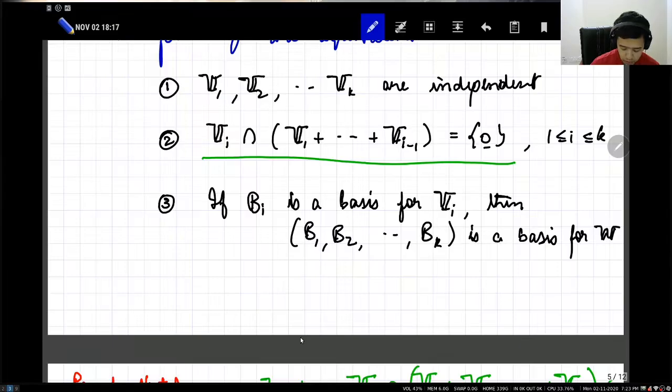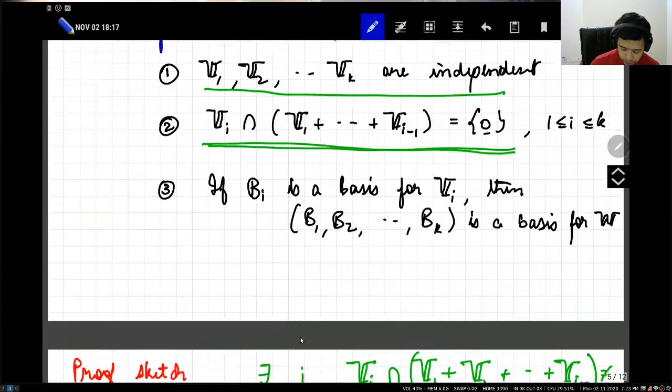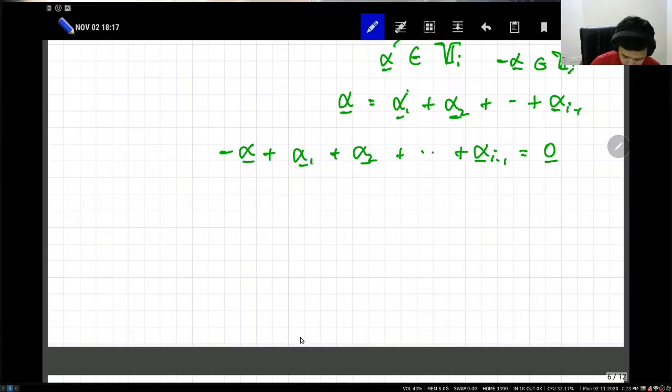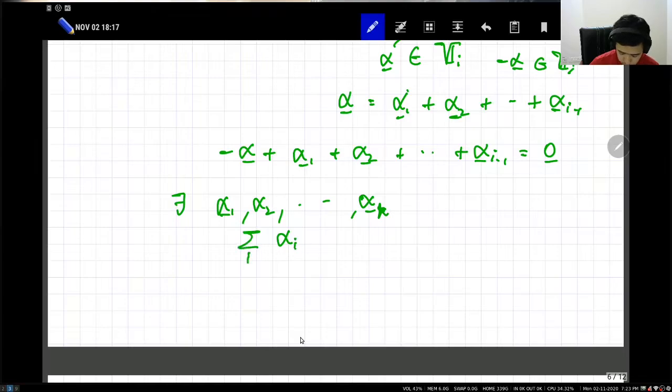So now let's prove the other way around. If V1 through Vk are not independent, then statement 2 cannot hold. Since these subspaces are not independent, there must exist some vectors alpha 1, alpha 2, and so on, alpha k, not all of which are 0, such that the sum of the alpha i's is equal to the 0 vector.